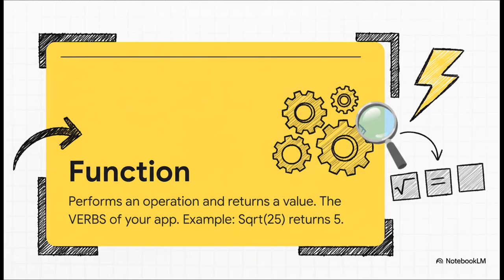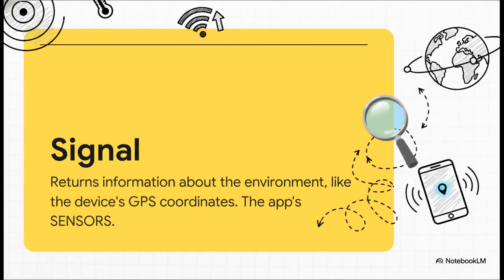Okay, first up, functions. These are your action words, your verbs. They do the work. You give them some information, they perform a job, and they give you a result back. A super simple example, square root of 25. You give it the number 25, it does its thing, and boom, it hands you back 5. Simple as that.